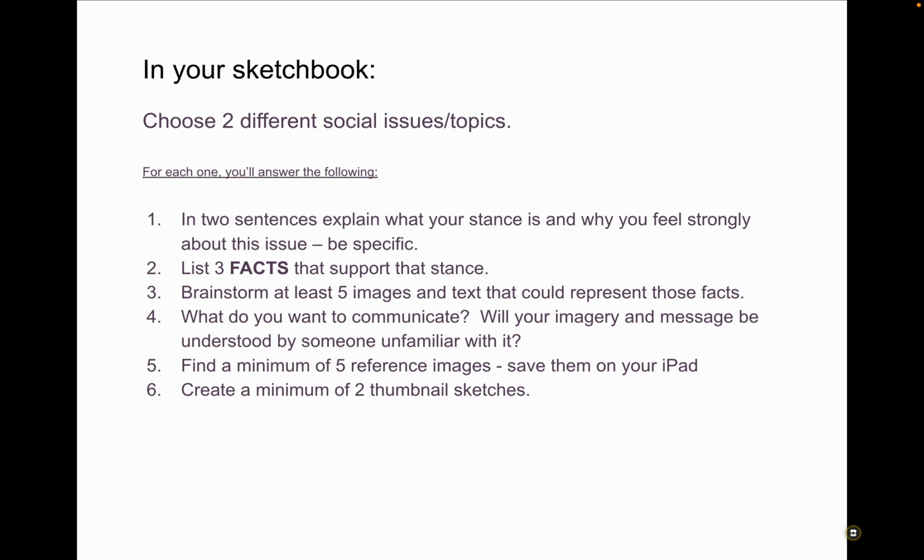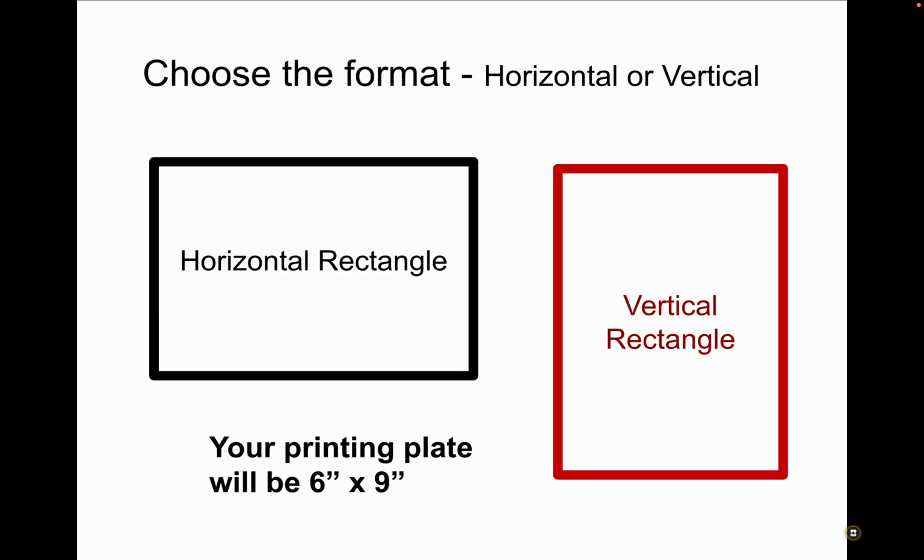Those sketches you'll be doing on that second sheet that's in your sketchbook that has the rectangles on it. So you get to choose your format. You could have it be horizontal, or you can have it be vertical. With your sketches, decide which one works better. Maybe try one of each. Maybe they're both horizontal or both vertical. It's really up to you. The overall size of your printing plate will be about 6 by 9 inches, so it'll be a little bit bigger than the sketches you have in your sketchbook.